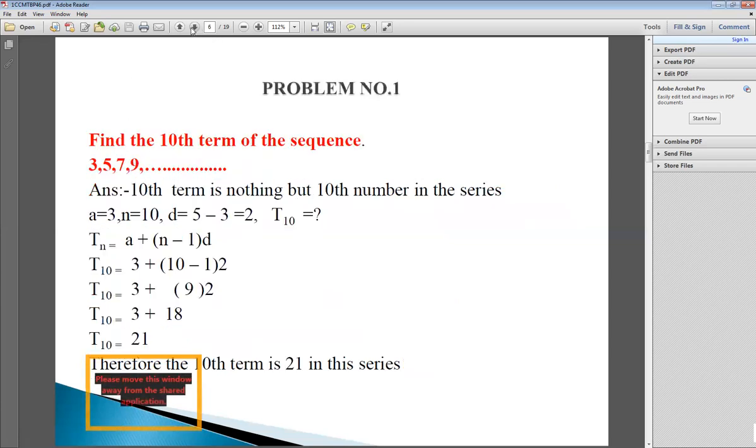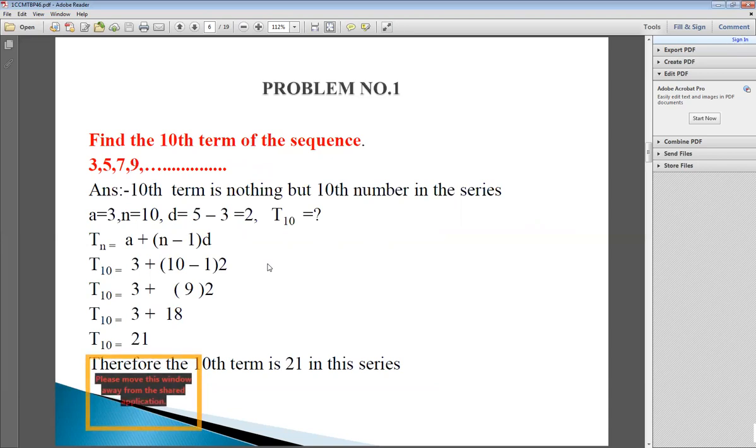The next thing is that we are going to solve problems belonging to the calculation of the nth term. The question is: find the 10th term of the sequence 3, 5, 7, 9. The 10th term is the 10th number of the series that needs to be calculated. We have to check very clearly whether the series belongs to arithmetic progression or geometric progression.